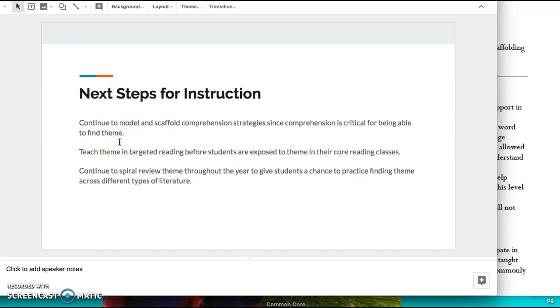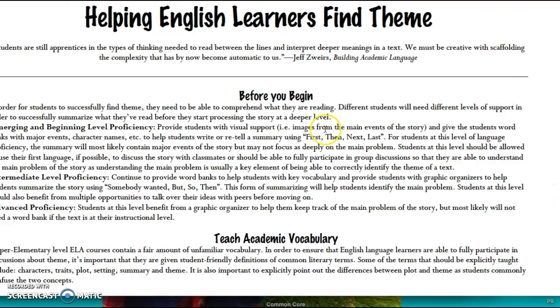Definitely scaffolding comprehension strategies. That is something that all teachers of reading are always looking at: how can we improve comprehension. I want to make sure that I'm touching on theme in my targeted reading class before the classroom teachers, so we can do it in a smaller setting, get a little bit of practice, and give the kids a little bit of a leg up before they are asked to do this in core reading with harder texts. And by introducing it earlier in the year, I would have the flexibility to do a spiral review.